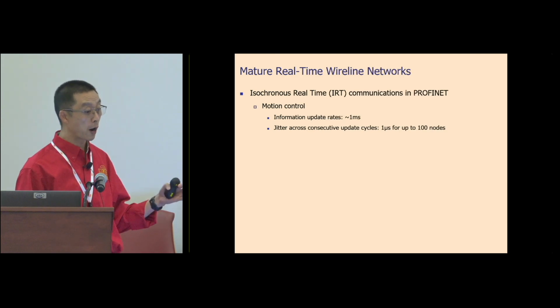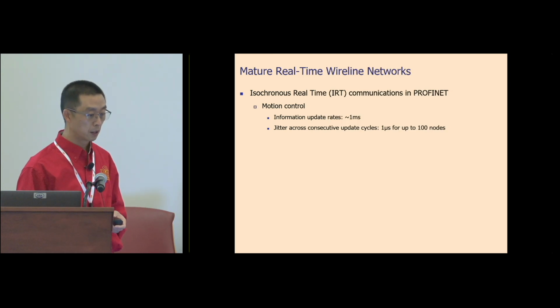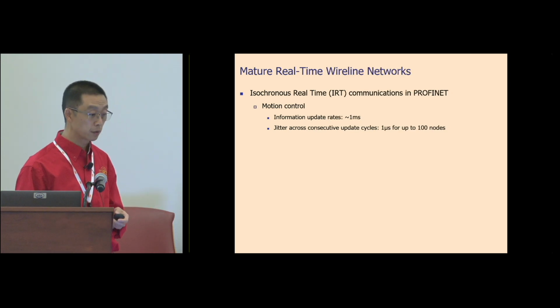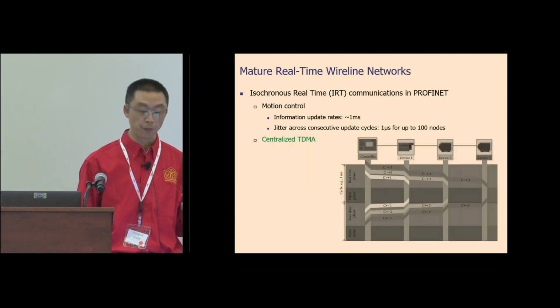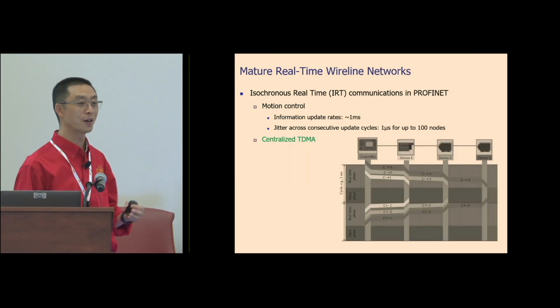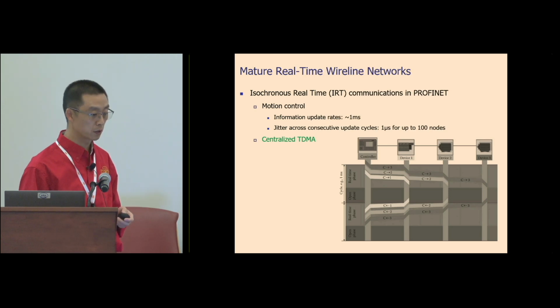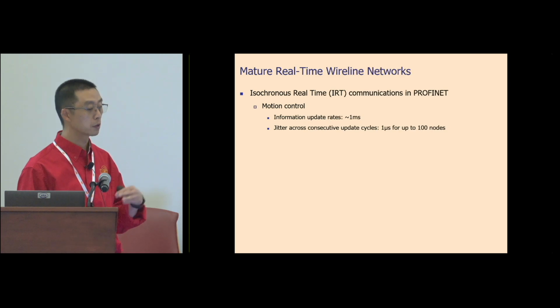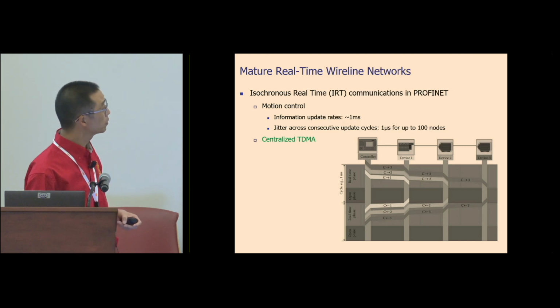That's not wireless, but wireline industrial networks. This is one of them, the Profinet. In particular, the isochronous real-time communication systems in Profinet. My intention here is to give you a flavor of how the traditional mission-critical wireline systems were developed, right? The IRT for Profinet was designed for motion control, to provide a precision guarantee of about 1 microsecond up to 100 nodes, and to support an update rate of 1 packet every 1 millisecond. So this is how it's designed.